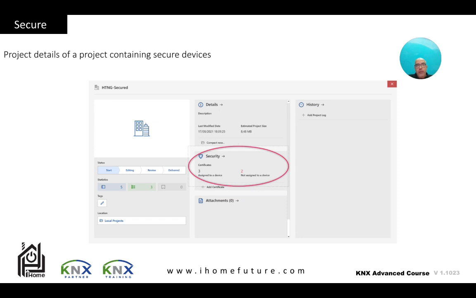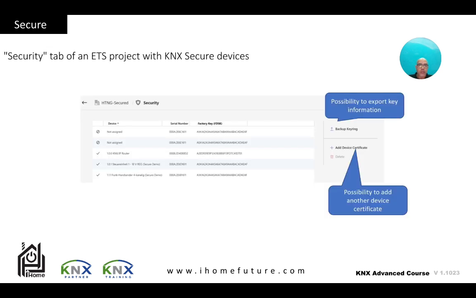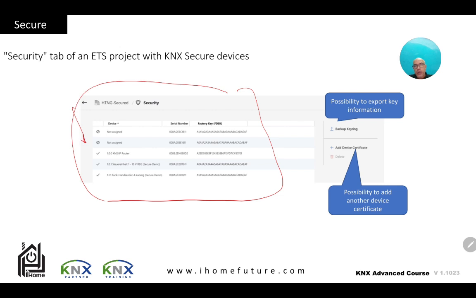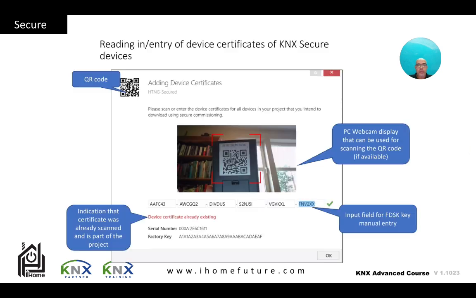Also, remember when we got to the details before in ETS, you can go to details, security, and you can see how many secure devices you have in your setup as well. This we will do in the practical part, by the way. This is only the theory part, but we'll be doing this in the practical part as well. When you go to security, you can see the secure devices you have in your list with their keys. If you want to add another device, you can add it from here. You can even make a backup of the keys from here. And this backup, of course, you have to keep in a very safe place.